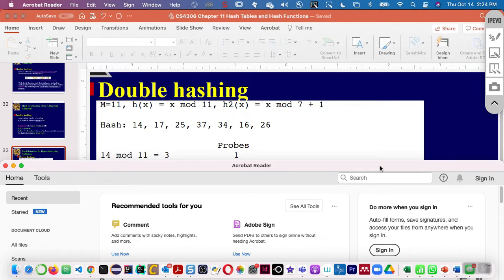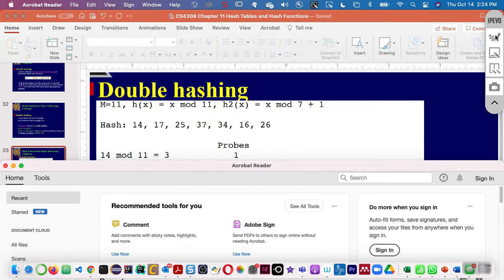So here we will be using double hashing. These are key values. These are keys, we need to hash them. Here m equals 11. h1 of x equals x mod 11, x mod m, and h2 of x equals x mod 7 plus 1. The modulus operator has higher priority, which means this part will be executed first.